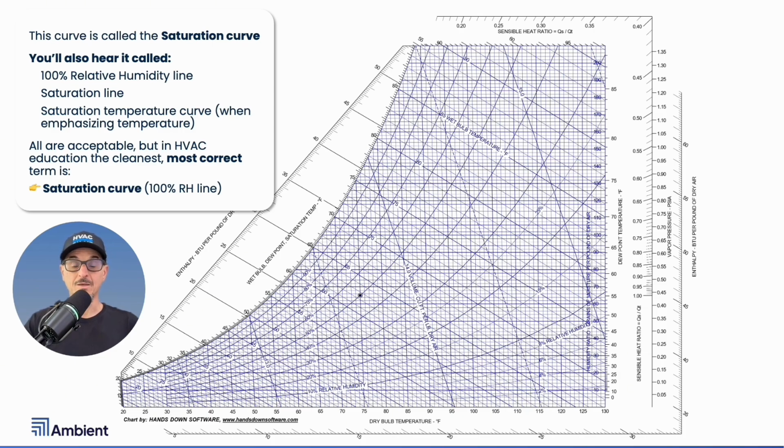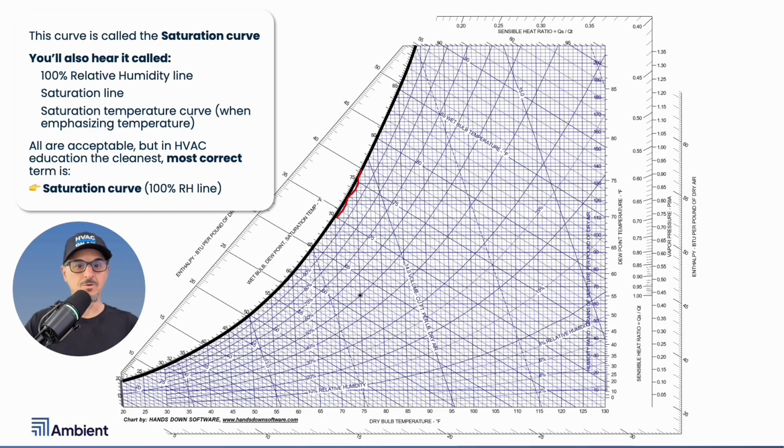Okay, we're going to talk about something that's important, which is the saturation curve. Okay, the saturation curve is located right here. It's the 100% relative humidity line. It's also called the saturation line, the saturation curve. You know, all are acceptable and correct in the terminology of our day-to-day work. So what this means is the air on this line cannot hold any more moisture.